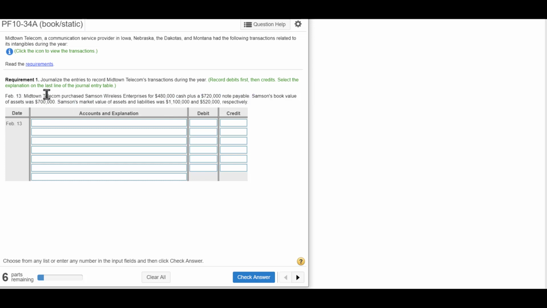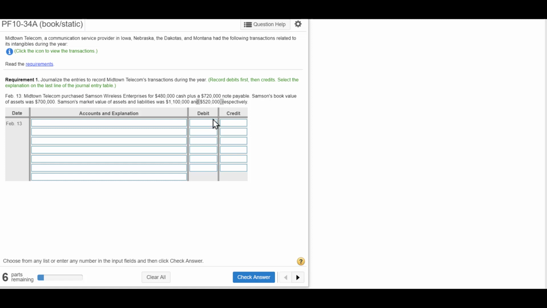On February 13th, Midtown Telecom purchased another company called Samson Wireless Enterprises. They gave up $480,000 cash, and they also signed a $720,000 note payable. So what did they get? The company that they acquired, Samson, had book value of assets of $700,000, but the market value of those assets was $1,100,000, and the market value of the liabilities was $520,000. So we get to record the transaction for acquiring this company.